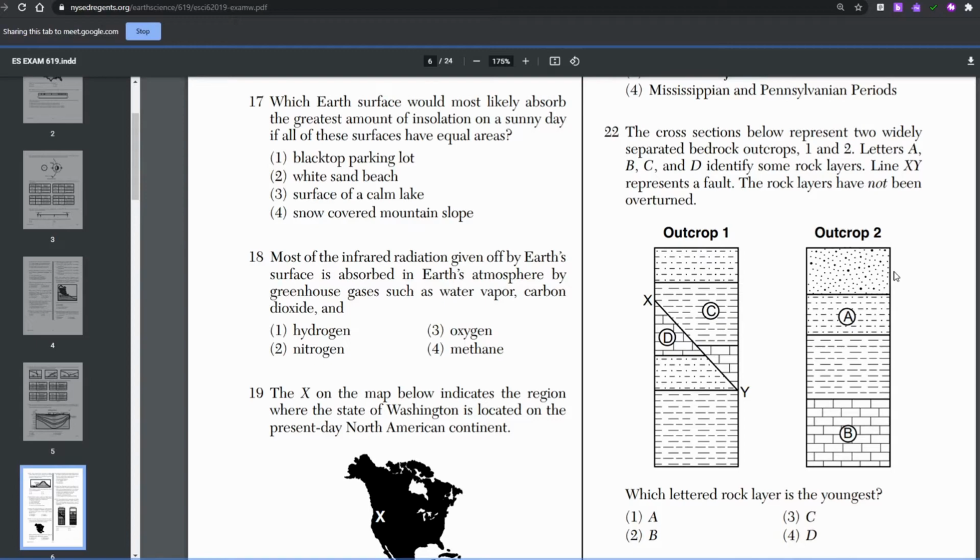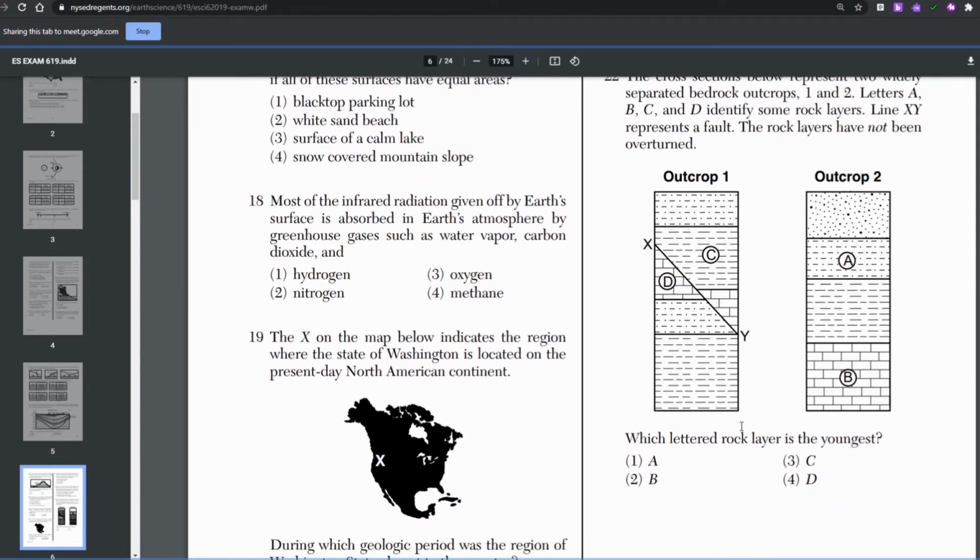22. The cross-section below represents two widely separated bedrock outcrops, 1 and 2. Letters A, B, C, and D identify some rock layers. Line XY represents a fault. The rock layers have not been overturned. Which lettered rock layer is the youngest?